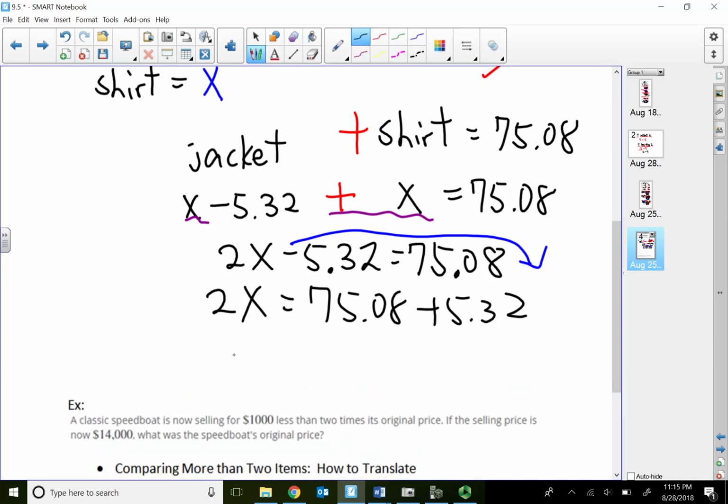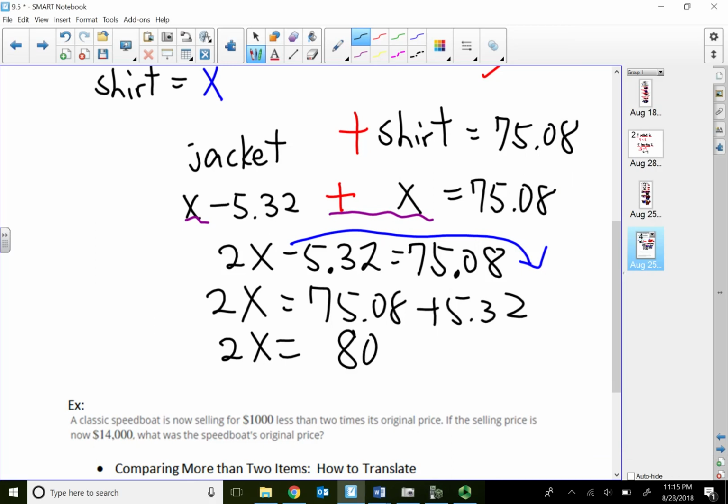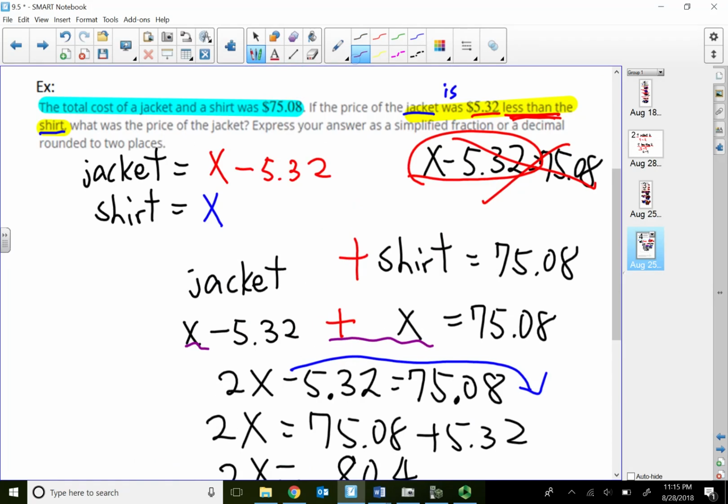So combine like terms, that's 2x equal to, let's see, 75.08 plus 5.32 is 80.4. So to get x by itself, divide both sides by 2. That will be 40.2. And who does the x represent in this word problem? x representing the shirt. So the shirt is 40.2.